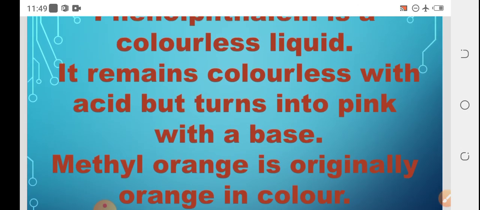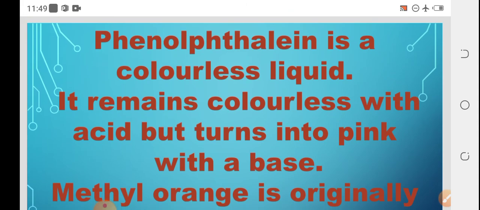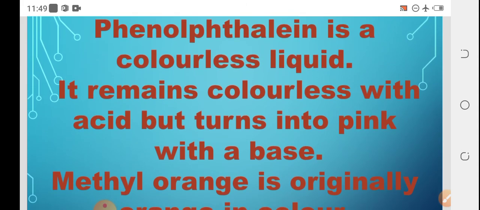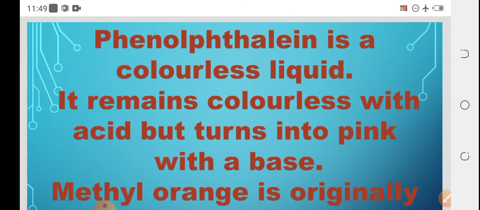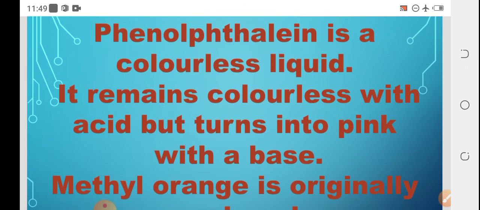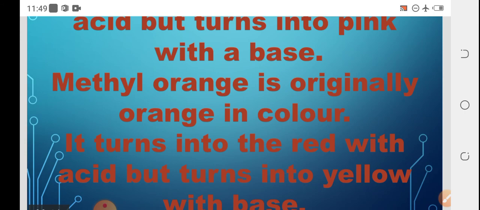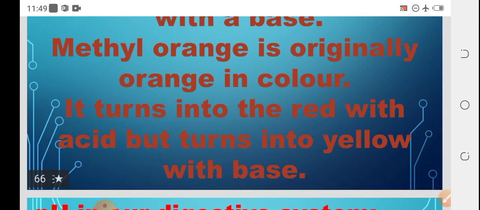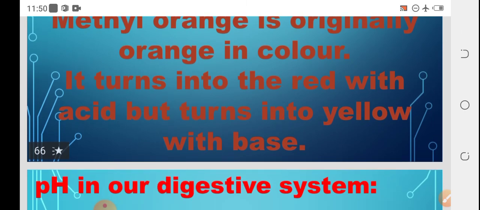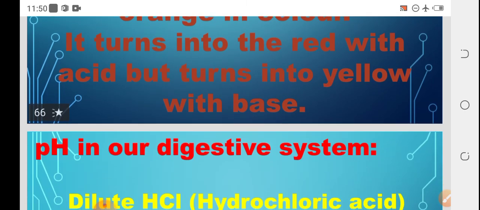So if you add phenolphthalein to the acid, there is no change. But if you add phenolphthalein to the base material, then it will change into pink color. Similarly, methyl orange is originally orange in color. It turns red with the acid. So when methyl orange reacts with the acid, it changes into red color. Similarly, when it reacts with the base, it changes into yellow color.